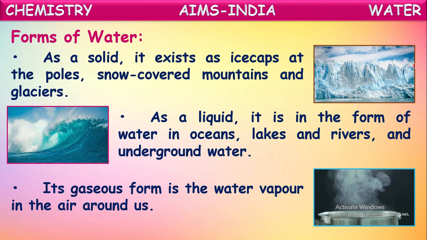In this way, water is available in three states on the Earth's surface: solid state, liquid state, as well as gaseous state. We can say it is almost the only compound which exists in three states on the Earth's surface at the same time. At the glaciers, it exists as a solid. In the rivers and oceans, it exists in the liquid form, and it also exists in the gaseous form as water vapor. Isn't it? It's an interesting thing about water.